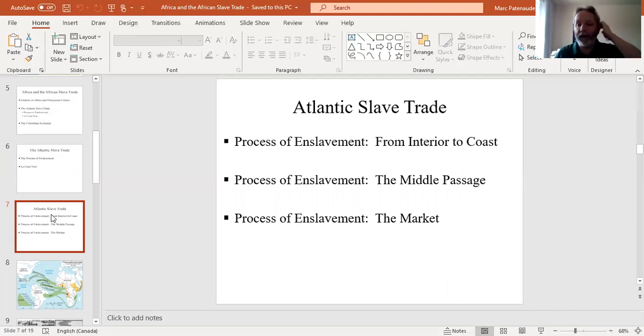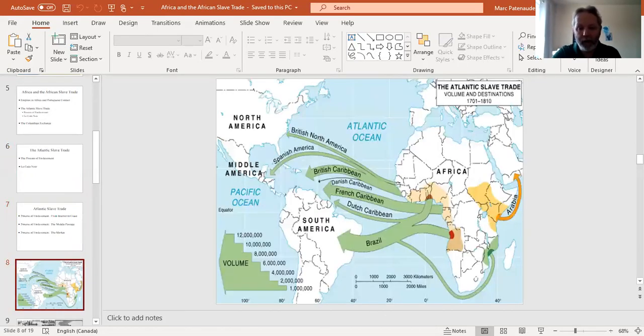The first part of the process of enslavement is from the interior to the coast. The second part is the Middle Passage. And then the third and final part is the slave market itself. So we're going to look at the interior to the coast first and foremost.